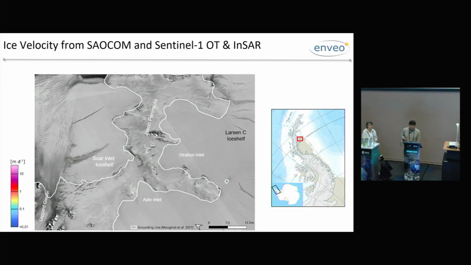Now, one example for a slow moving part. We are moving now towards just north of the Antarctic Circle to the Jason Peninsula. Jason Peninsula is dividing the Larsen C ice shelf and the Larsen B ice shelf on the left and on the right side. And small tributary glaciers are actually running into these Scar Inlet, Stratton Inlet, and Adie Inlet. On the very right side, you see the Leopard Glacier.